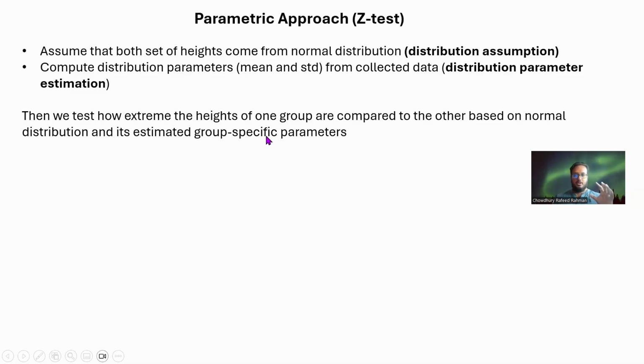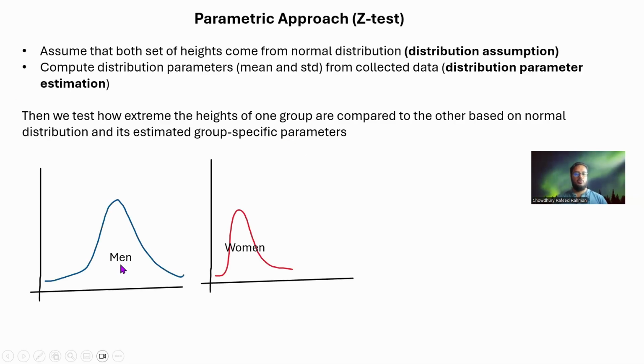So if you want to calculate the p-value right here, that is, if you want to see if you can reject the null hypothesis, then you need to test how extreme the heights of one group are compared to the other based on the estimated parameters. Suppose we have estimated the parameters of the normal distribution of the men heights, then you are going to have to see how extreme the women heights are compared to the parameters of the men height normal distribution. That's it. The men and women height distribution can look like this. This is just a hypothetical image. And maybe it is an extreme case, right?